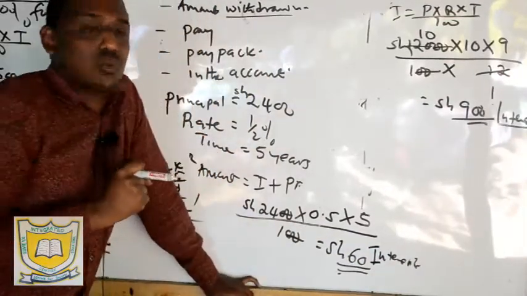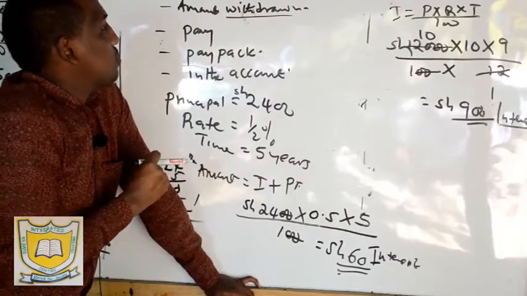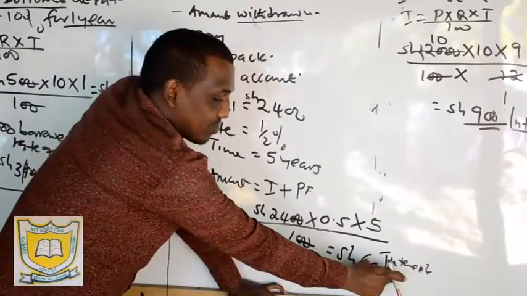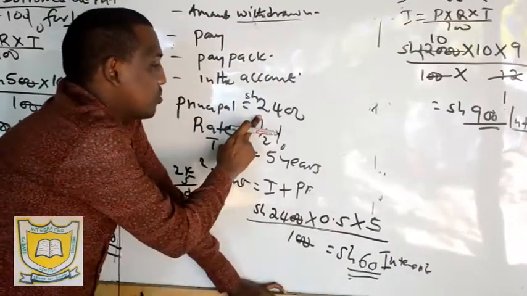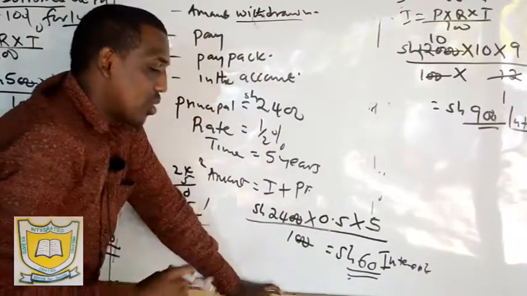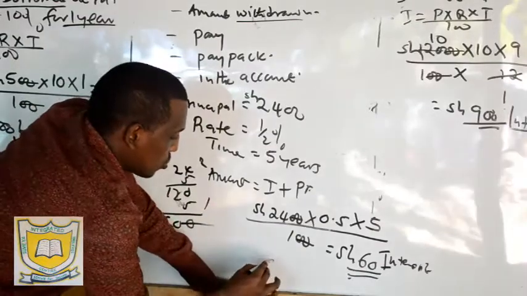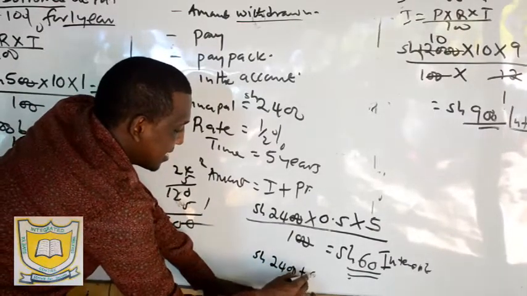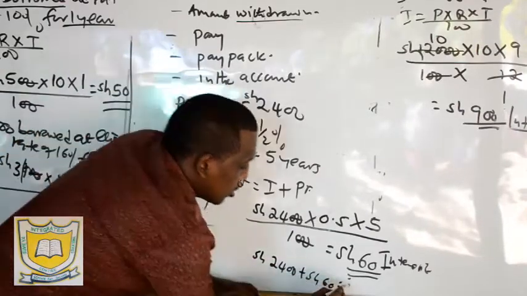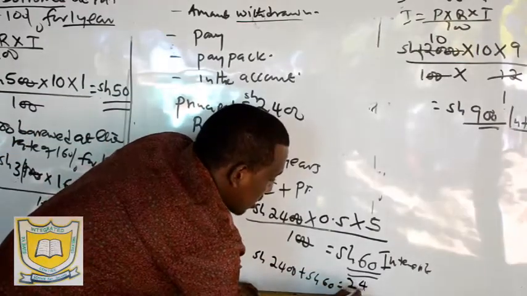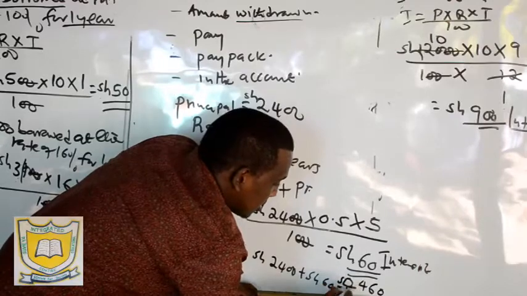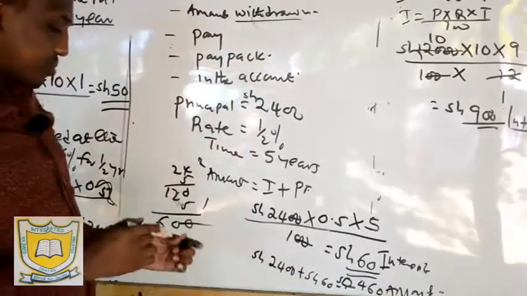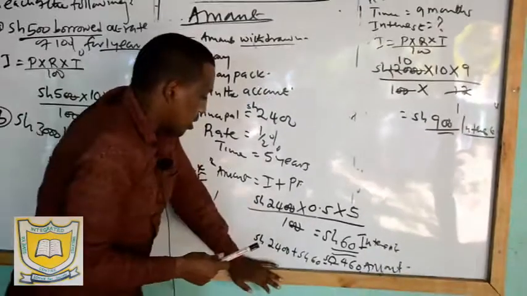How do we get the amount? We said the amount is equal to the interest plus the principal, we add. The interest is here, and the principal we were already given. So what we do now is add. Shillings 2,400 plus shillings 60 is equal to shillings 2,460. This is the amount.